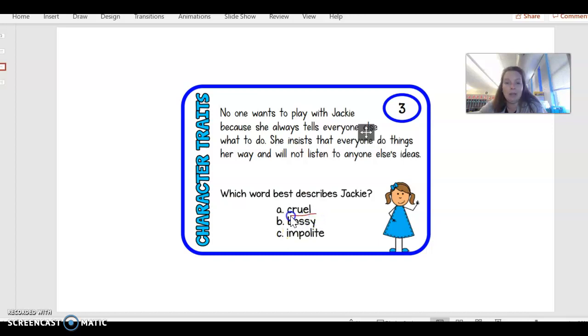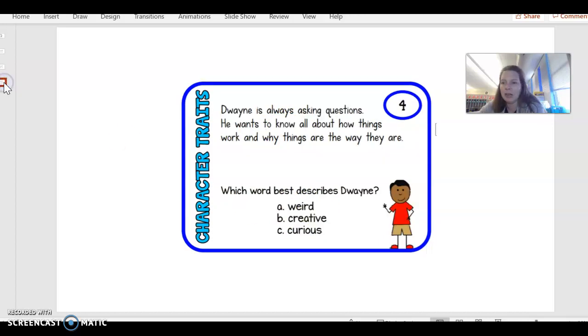Did you pick B? Because that is the best answer. Now, could she be impolite? Absolutely. If she's treating people that way, that means she's rude. She's not very nice, okay? But the best choice would be bossy. All right, let's do the last one together, and then you're going to try some on your own.